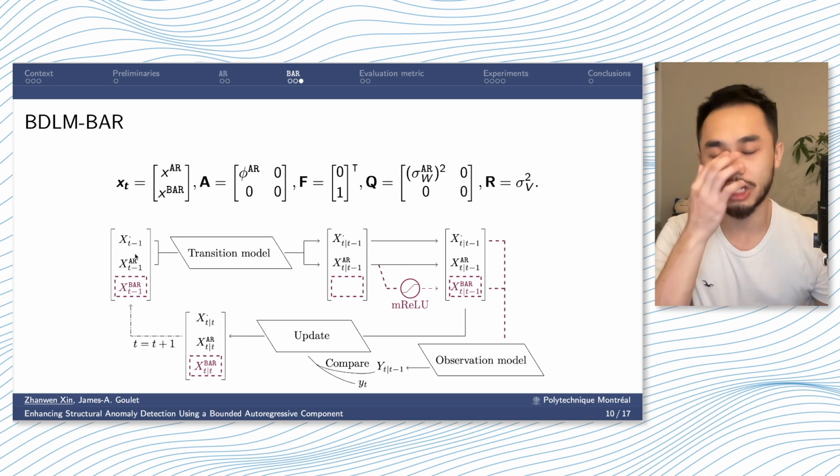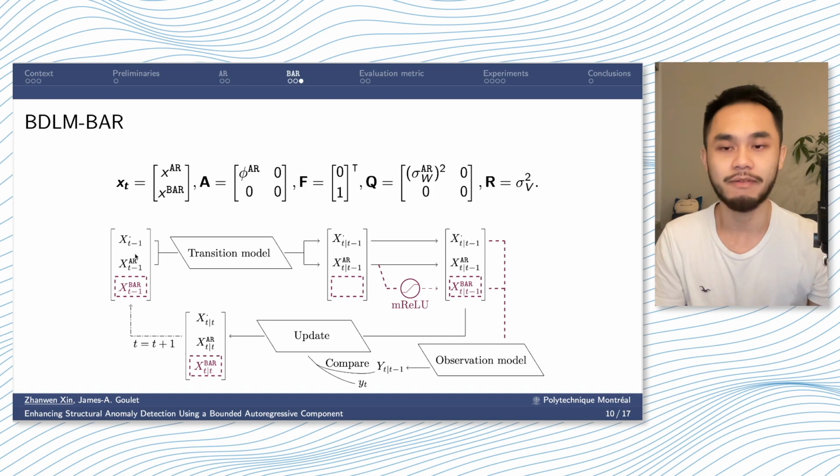And we expand the flowchart of BDLM to the BDLM BAR framework. For all the modifications, we use the purple color to highlight them. We begin from the hidden state at time t-1. This is the same as BDLM. We pass them through the transition model using this transition matrix A, and the BAR is not involved in the transition model. That's why here is empty. Then before passing to the observation model, we pass our AR estimates to the m-value function and get the BAR estimates. And then we pass them to the observation model, and we get our predicted observation, compare it to the true observation, update, and go to the next step. So the rest will be the same as BDLM.